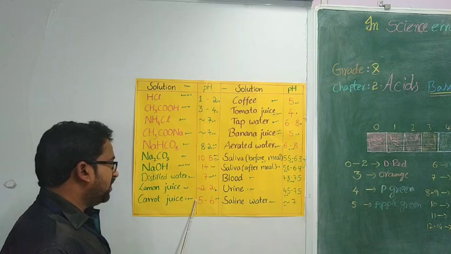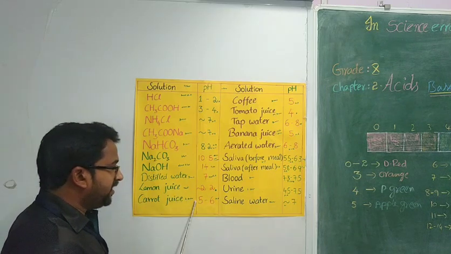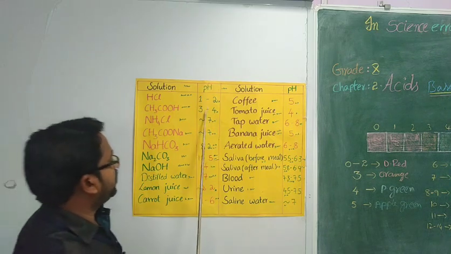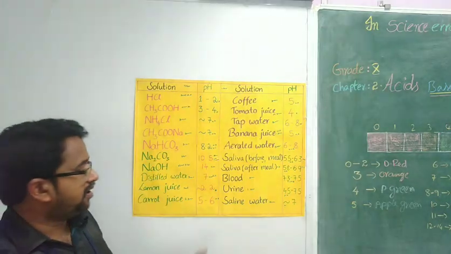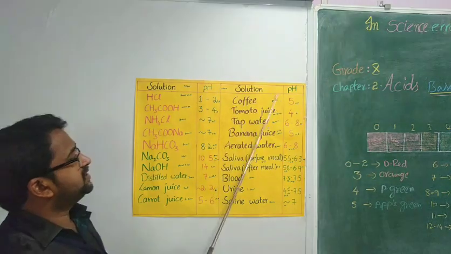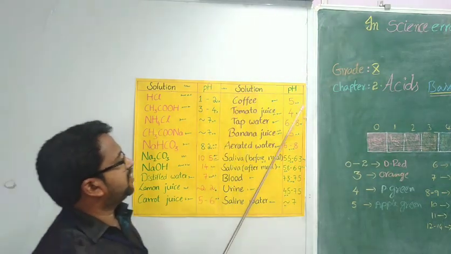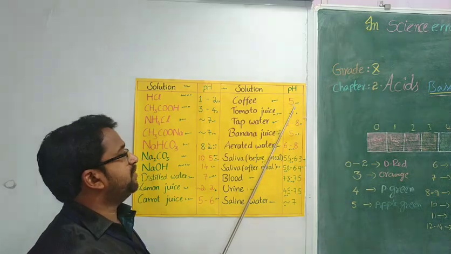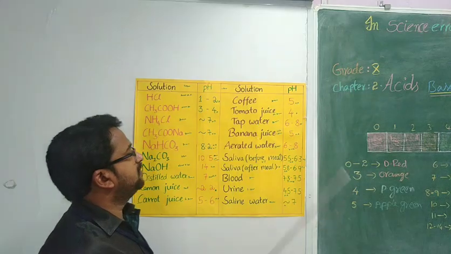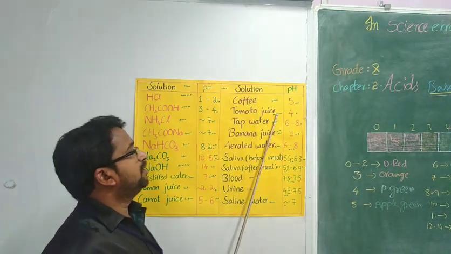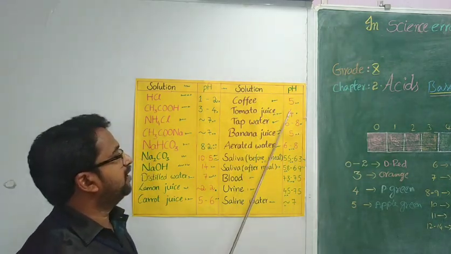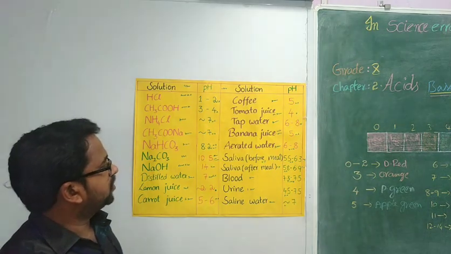Then carrot juice, light green. It is also mild acidic in nature because the pH value is 5 to 6. Don't forget all these pH values. Suddenly a half-mark bit or maybe a 1-mark question may come from this table. Coffee: what is the nature of the coffee? Mild acidic. How can you say it is mild acidic? Because the pH value is 5 and the litmus pH color is green. Tomato juice, parrot green. The pH indicator color is parrot green and its pH value is 4, acidic.